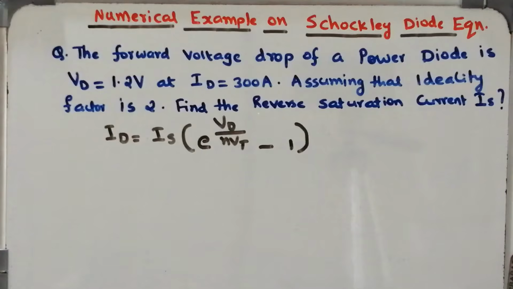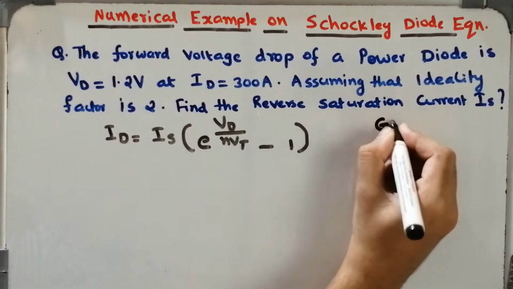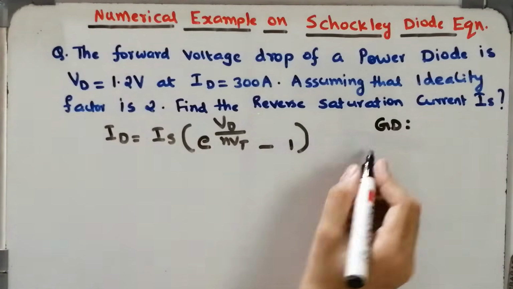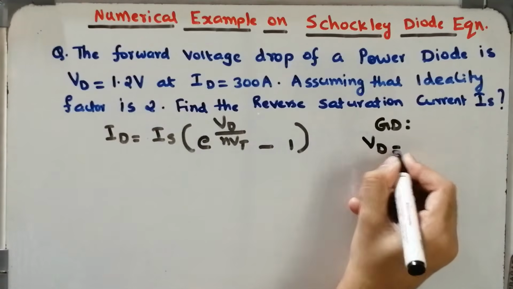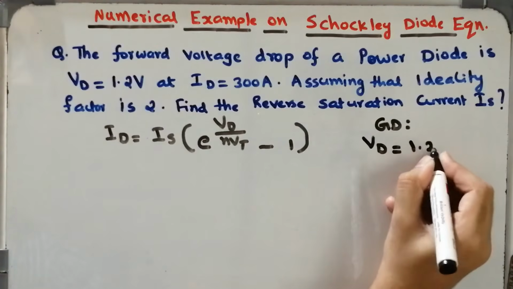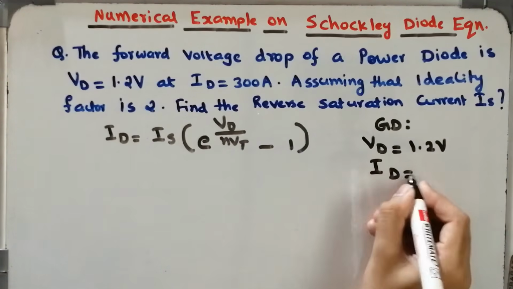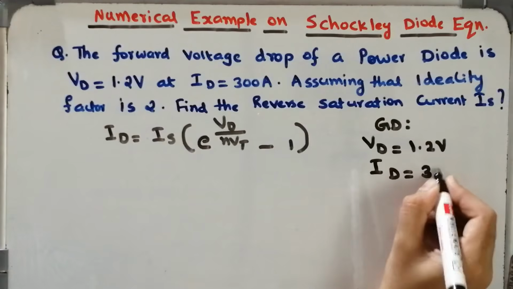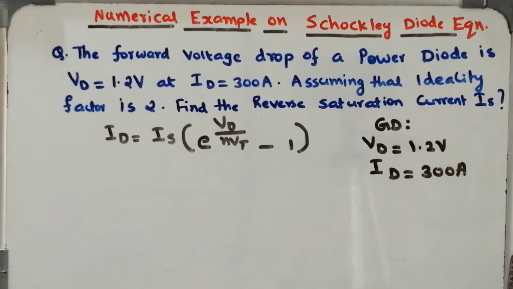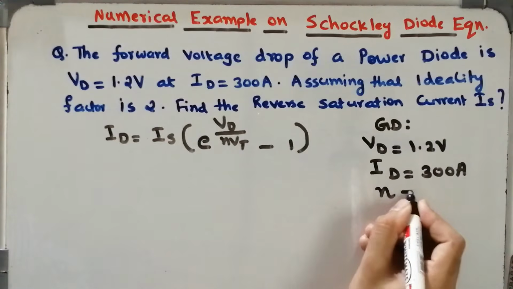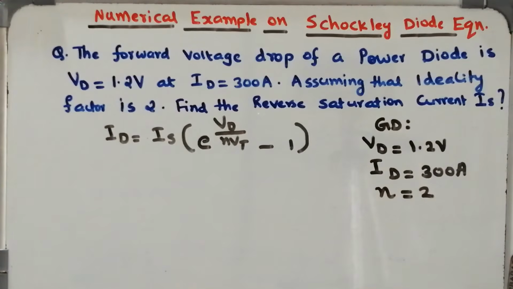Let us note down the given data. You can read out the question. Vd is already given: Vd is equal to 1.2 volt. Similarly, Id is also provided, 300 ampere. And the ideality factor you can call N. N is equal to 2.